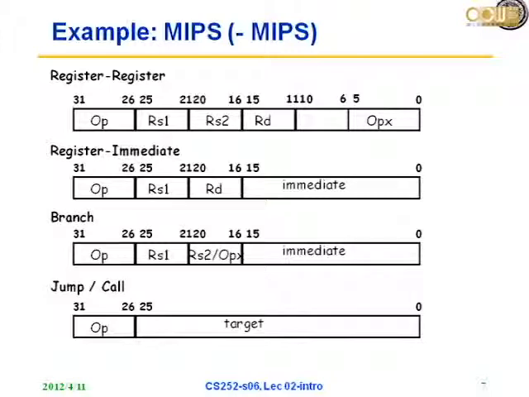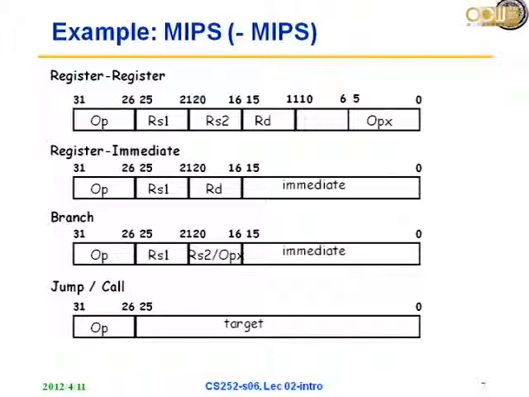Okay, example. We use MIPS as an example. MIPS means what? Tell me if you remember. M stands for what? Right, microprocessor without interlocked pipeline stages. That's the ultimate purpose of designing a RISC, okay?